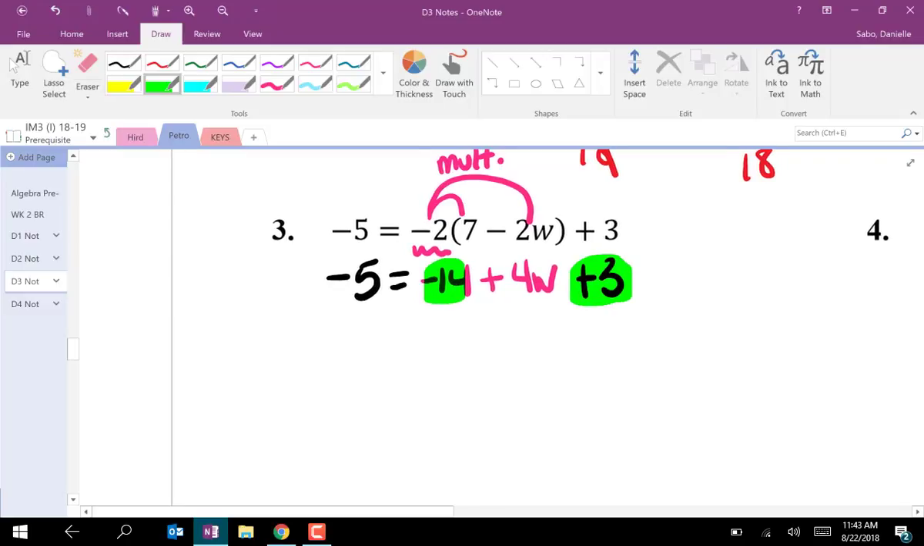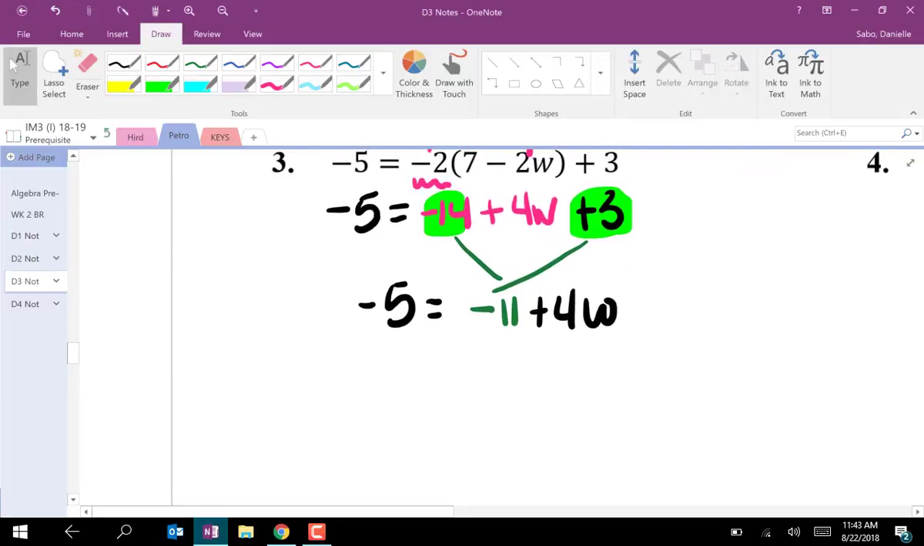Yeah, negative 14 and the 3 in green. Okay, so when I combine them, I'm going to get a negative 11. Because if I owe you $14 and you only gave me 3 back, you're still owing me $11. I'm not going to let you guys forget that you owe me that money. Okay, bring down the 4W, bring down the 5, and bring down the negative sign.